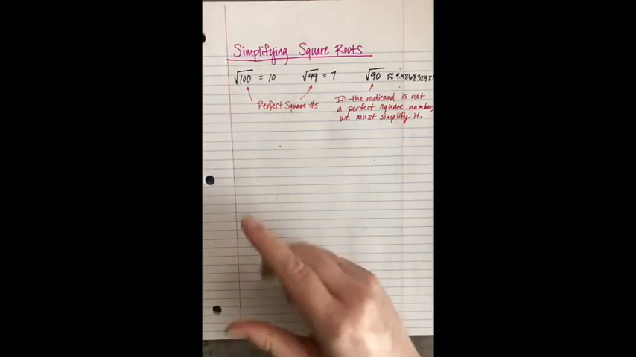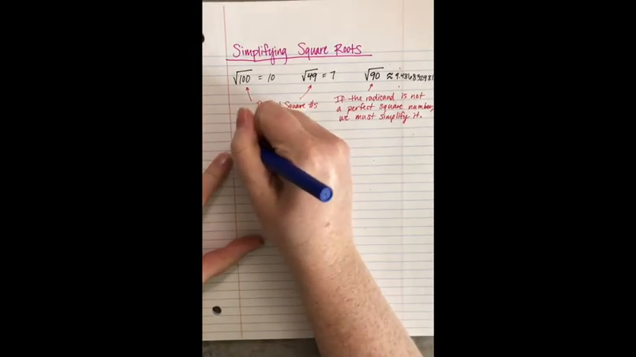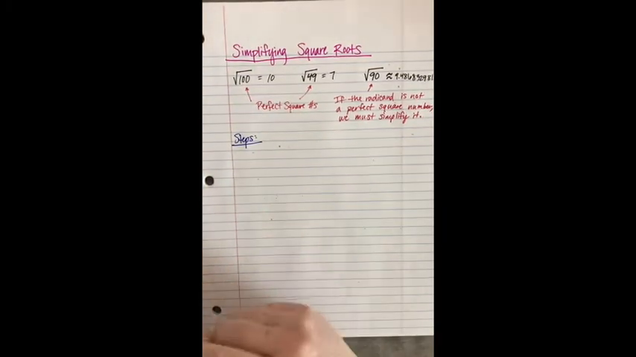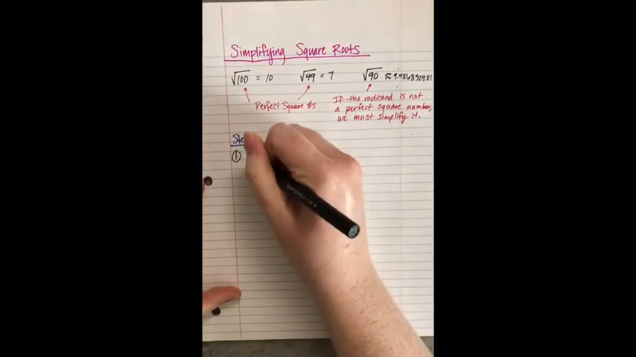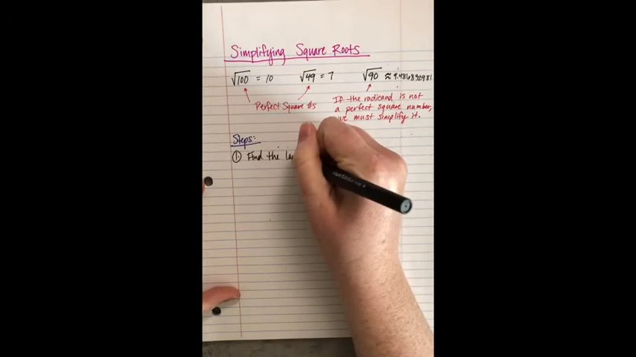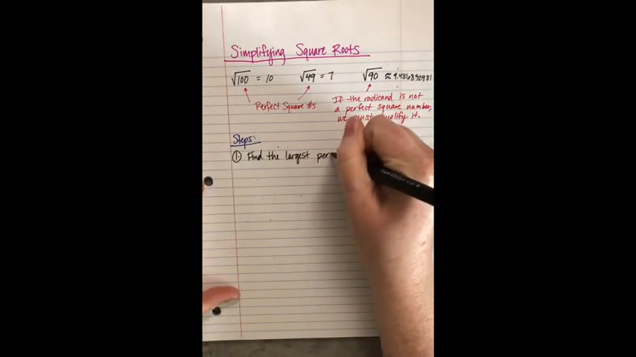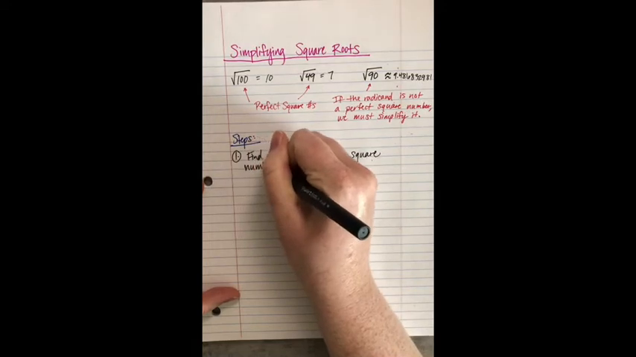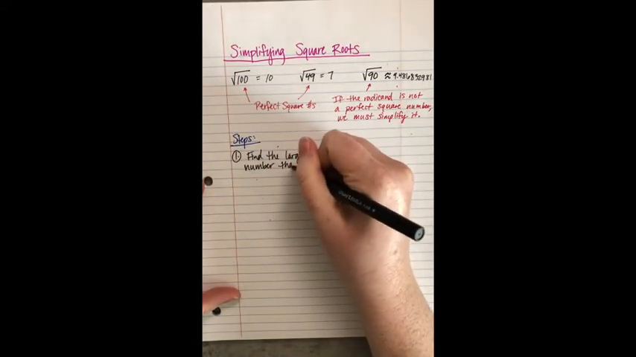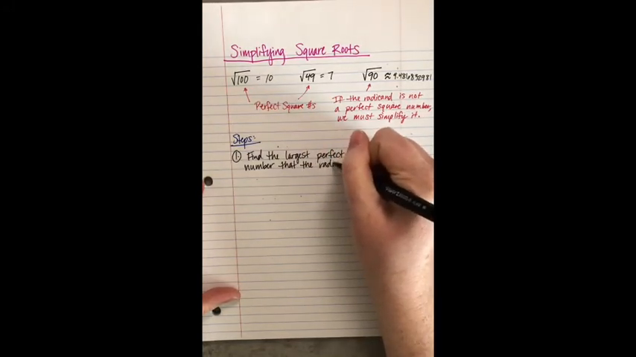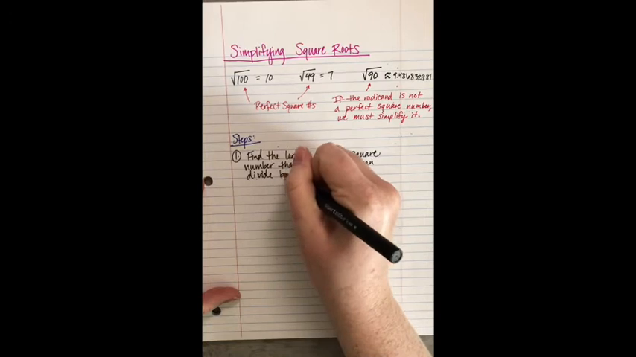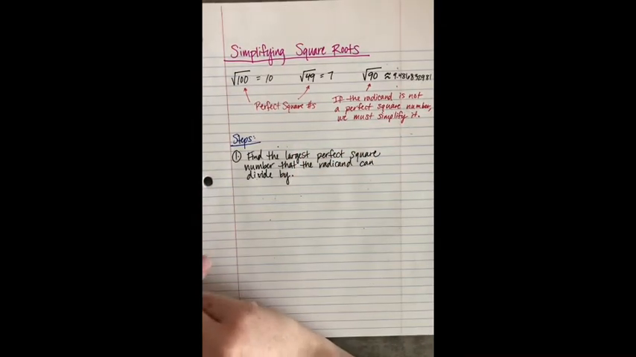We are going to write some steps on how to do that. The steps might not make sense when we first write them, but as we practice a couple, you'll catch on. So let's write some steps. Step 1: Find the largest perfect square number that the radicand can divide by.